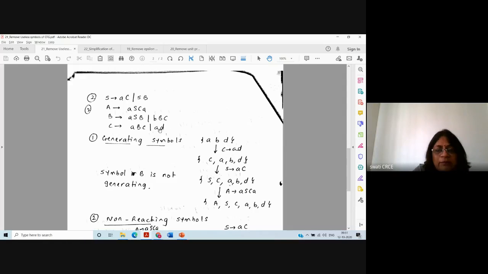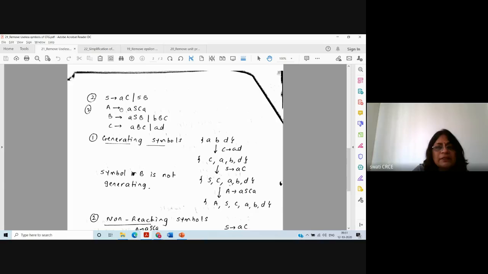But C is equal to small a d. Here A and D both are there in this particular set. So we say that A and D were already generating symbols, and now C is also a generating symbol. So we add C in this set. Now your set has become a set of four elements, that is capital C and a, b, d.